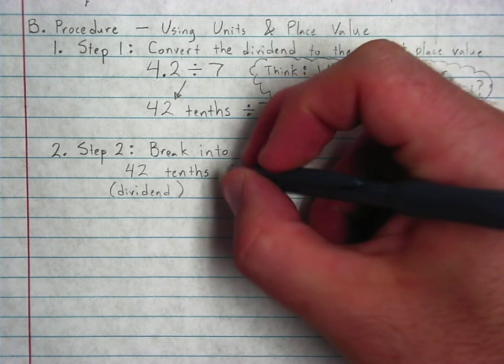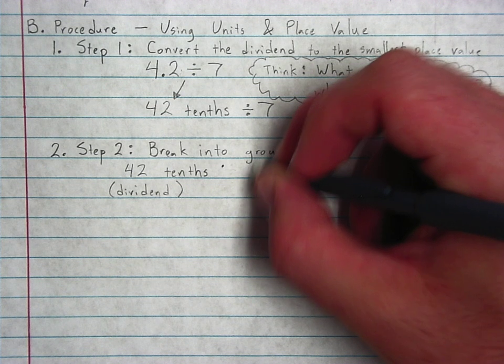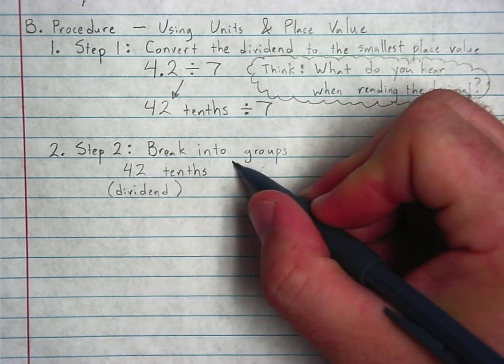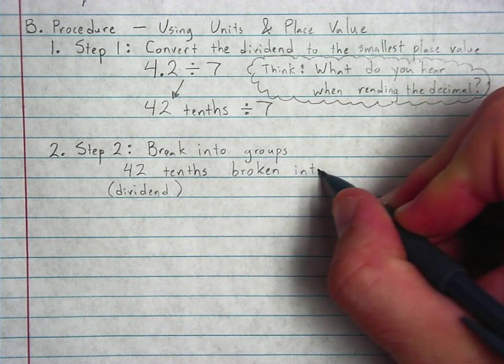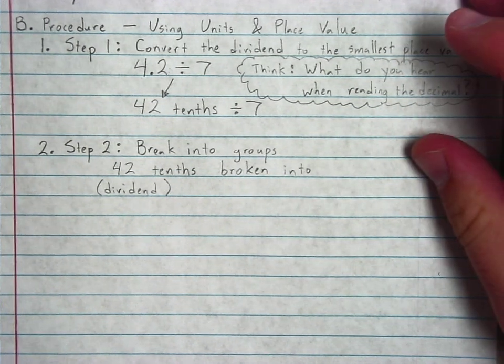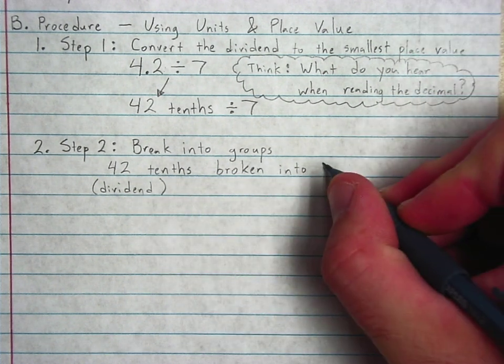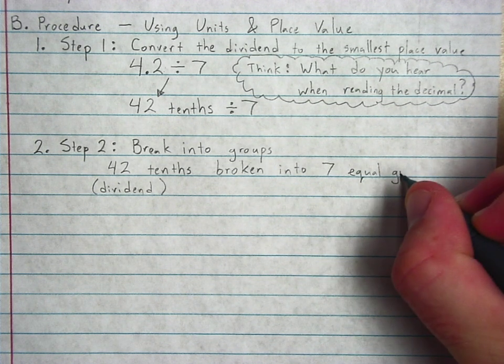Okay? And actually, sorry folks, I know you love when I do this. I want to write this a little bit differently. 42/10 broken into... I keep reading it that way. I want it actually on your paper that way too. So 42/10 broken into 7 equal groups.